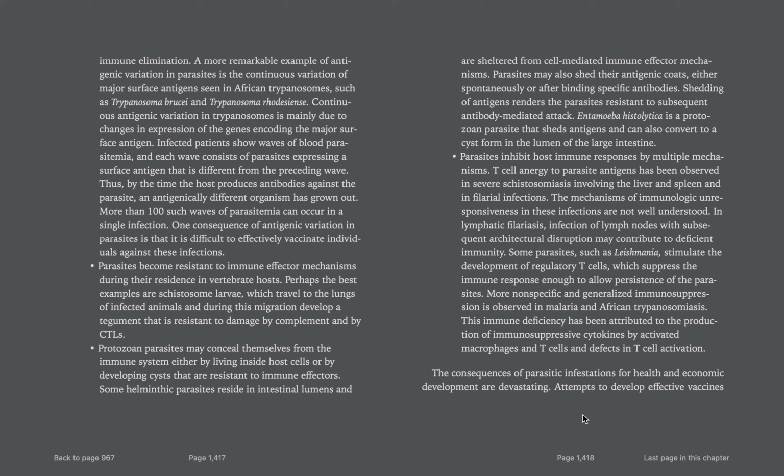Infected patients show waves of parasitemia, and each wave consists of parasites expressing a surface antigen that is different from the preceding wave. Thus, by the time the host produces antibodies against the parasite, an antigenically different organism has emerged. One consequence of antigenic variation in parasites is that it is difficult to effectively vaccinate individuals against this infection.